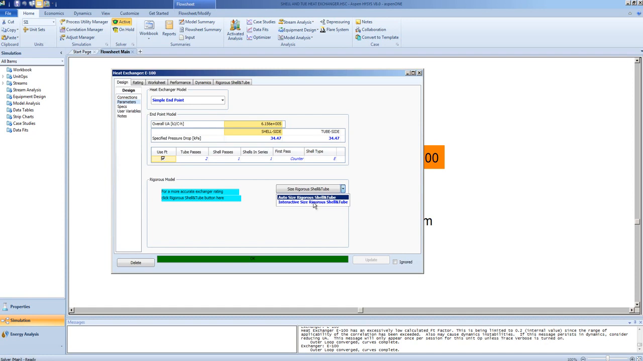We may also use the interactive sizing for the rigorous shell and tube. The difference between the two is the interactive allows us to set some of the variables that will be iterated upon. So, if you need to maintain an exchanger tube diameter of 1 inch or an overall tube length of 8 inches, choosing interactive allows you to set that and allow the other parameters to be calculated. We will use the auto size. This may take a little while.